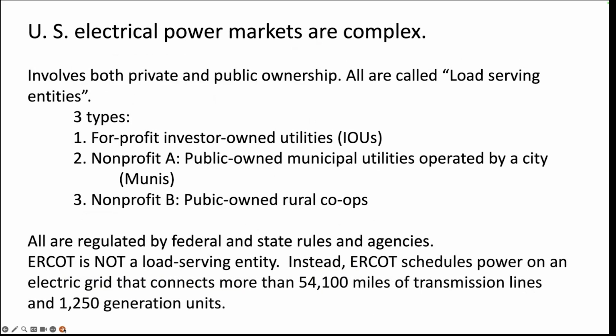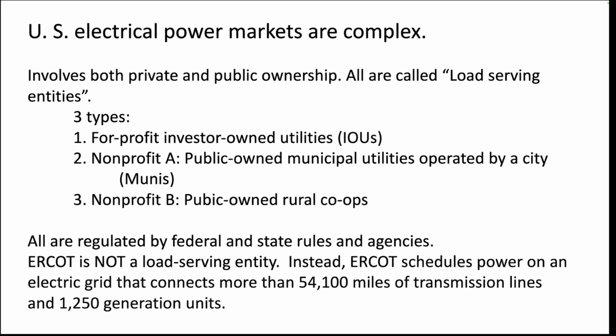So then the book starts talking about the U.S. electrical power markets. These are complex, and they involve both private and public ownerships. All of them are called load-serving entities. We are loads, right? We use electricity. So there's three types. There's for-profit investor-owned utilities, IOUs, interesting acronyms. Then there's the nonprofit A, which is a public-owned municipal utilities owned by a city, which are called munis, and then nonprofit B, which are publicly owned rural co-ops. All of them are regulated by federal and state rules and agencies.